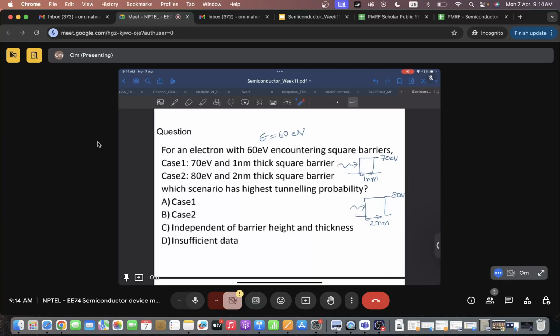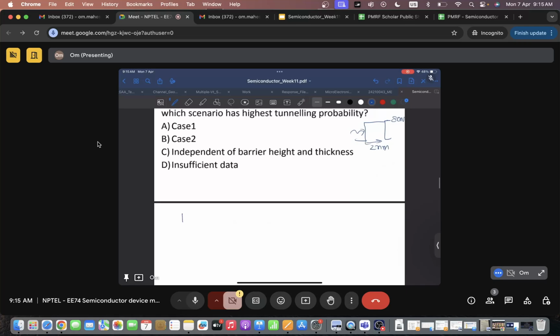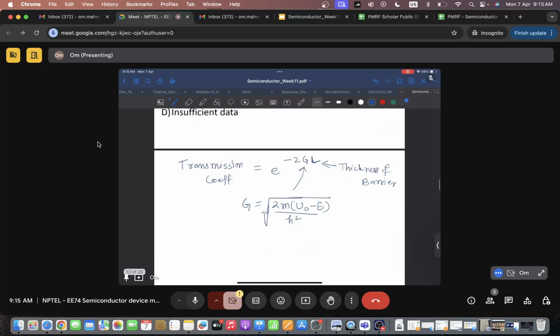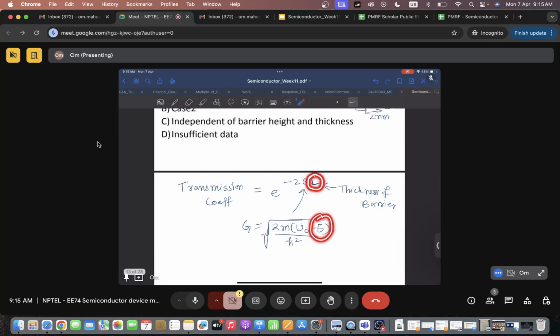So the tunneling probability actually depends on both the energy of the barrier as well as the thickness of the barrier. Mathematically we can write the transmission coefficient as e to the power minus 2GL, where L is the thickness of the barrier and G is the wave vector term. G is the square root of 2m times U0 minus E upon h cross squared. So here is the energy dependence and here is the thickness dependence.